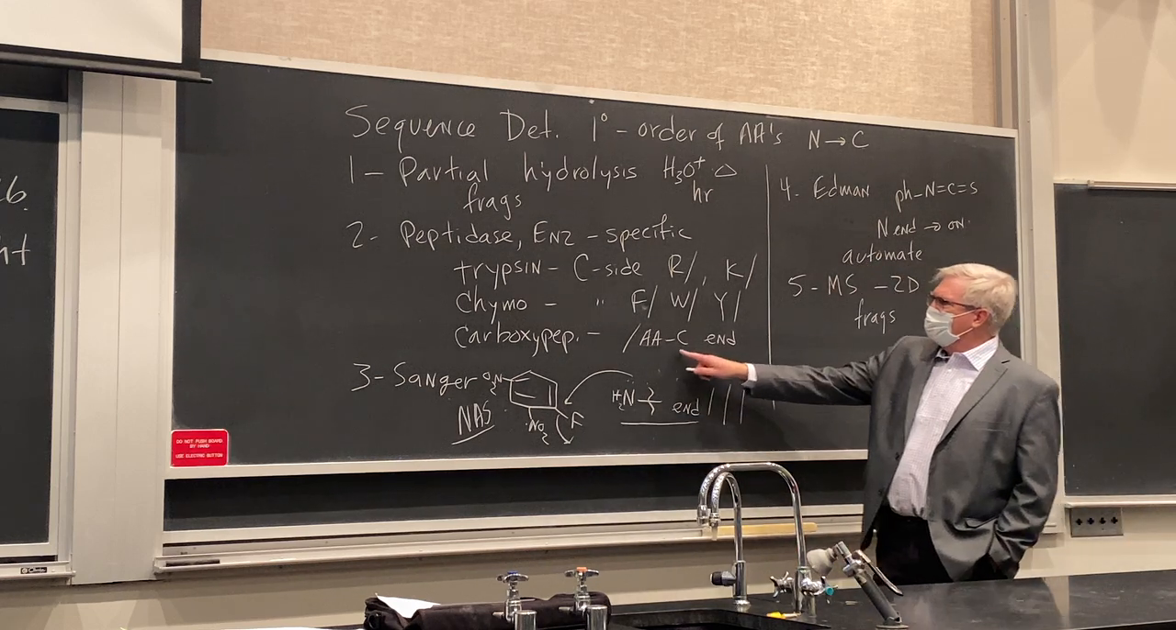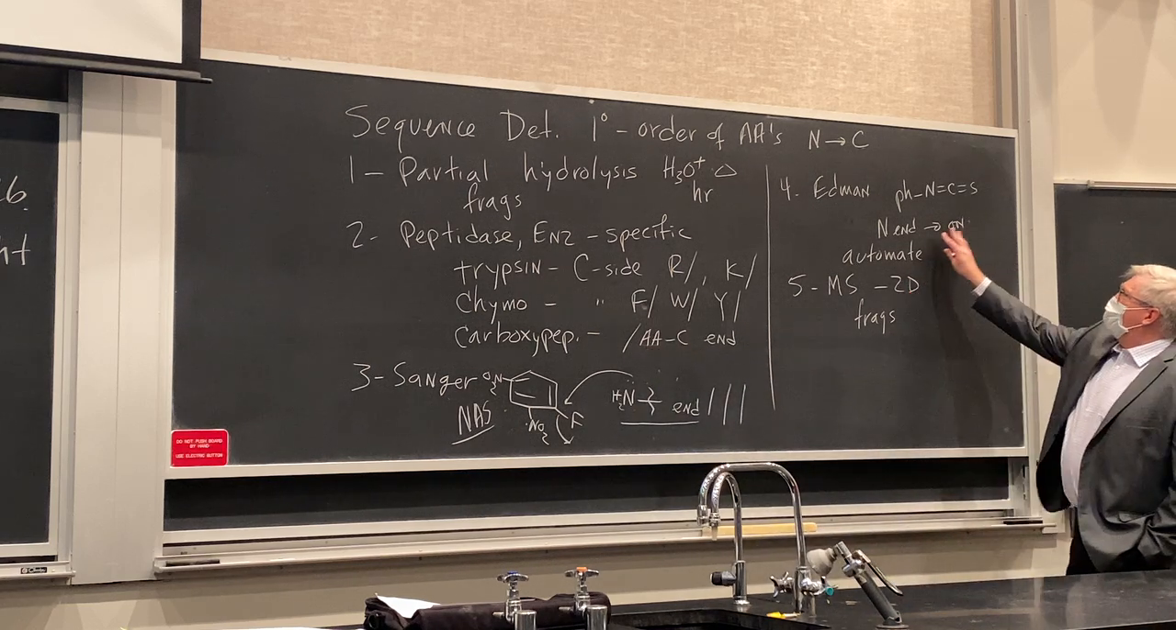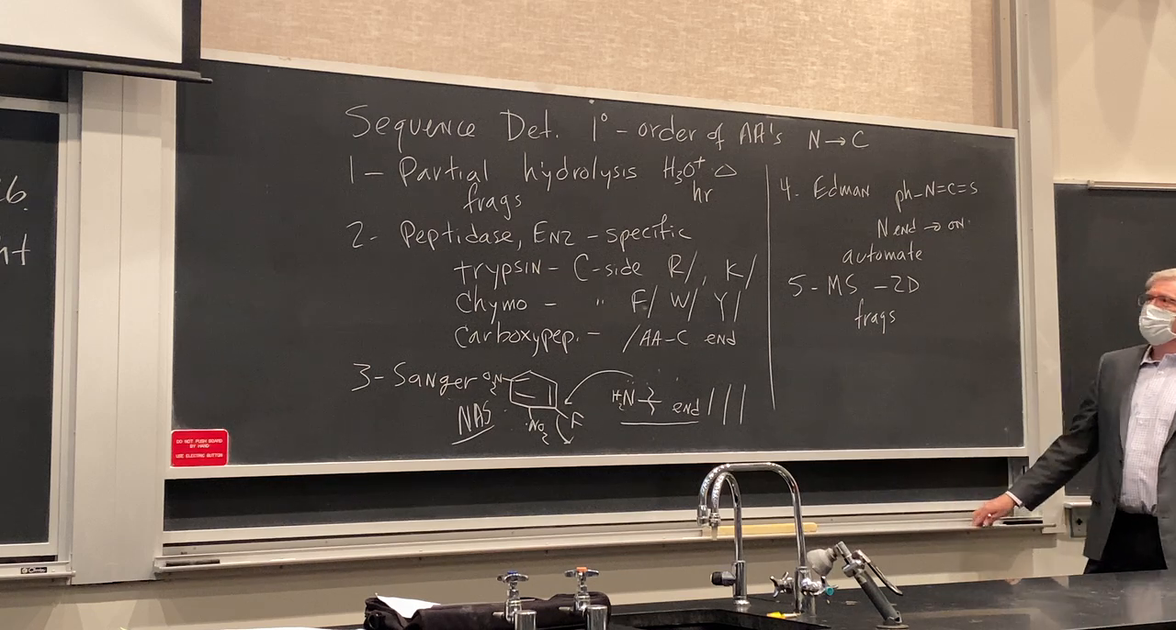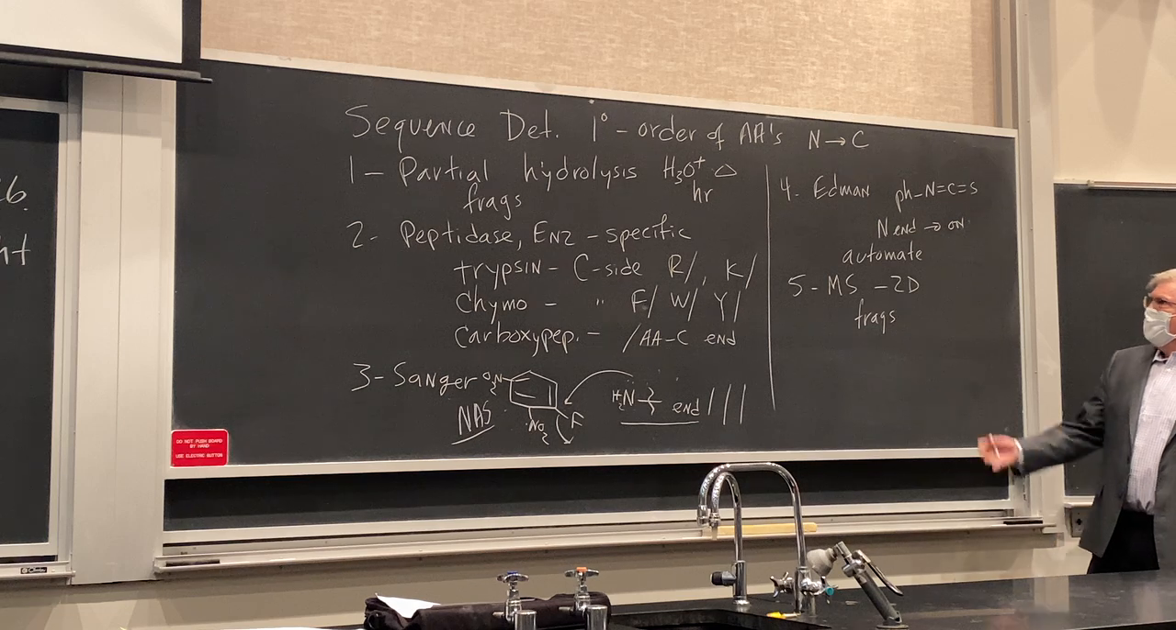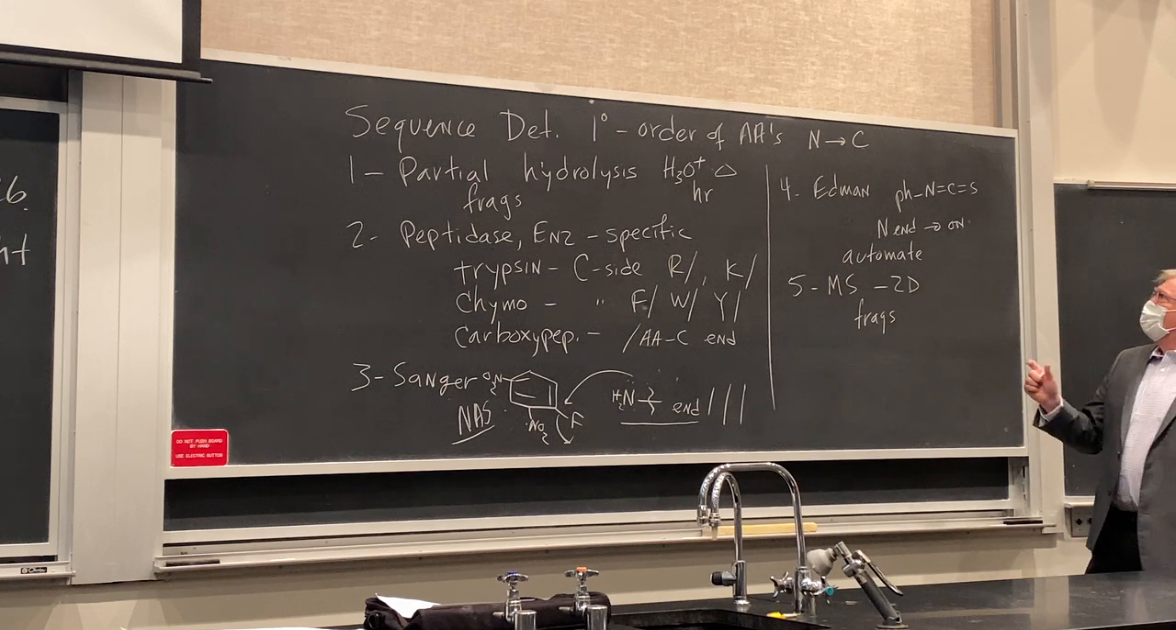Just like carboxypeptidase is limited to the C terminus one. So those are kind of limited. The Edman is really the workhorse. And this is the one where we take these small fragments now from the partial hydrolysis and do the full sequence analysis of the smaller peptides. And it is fully automated.